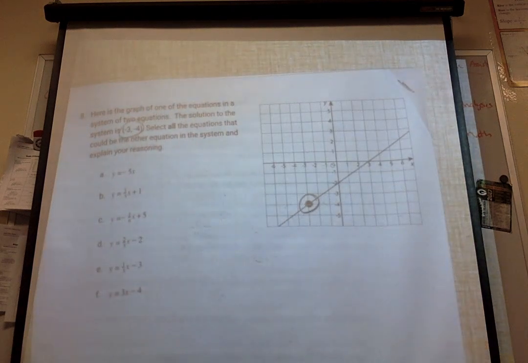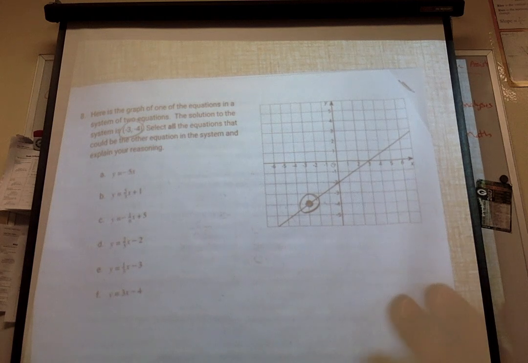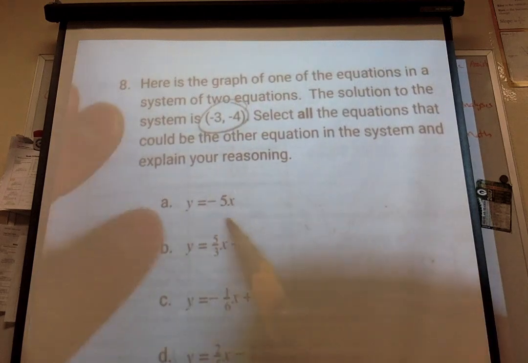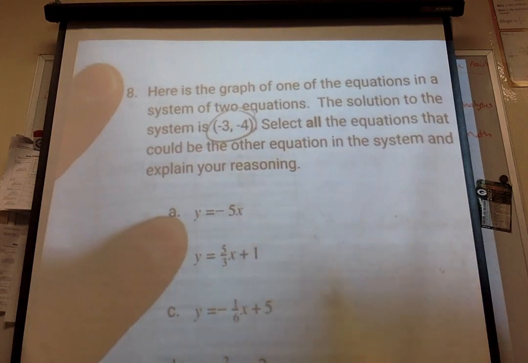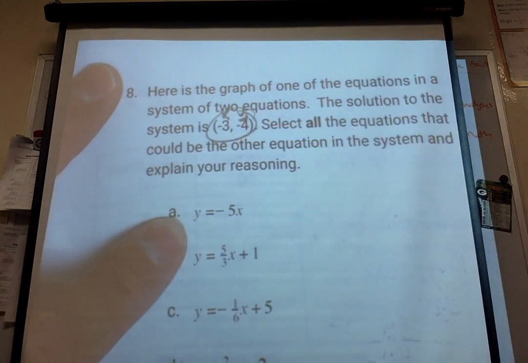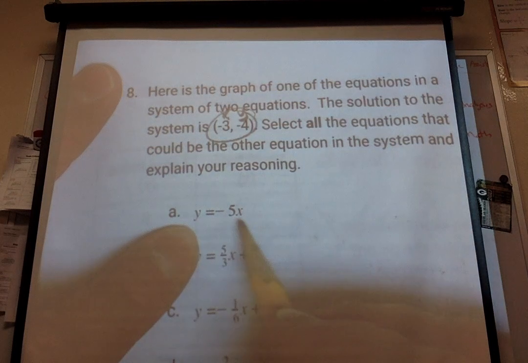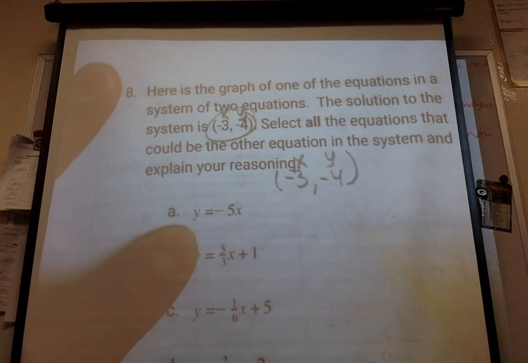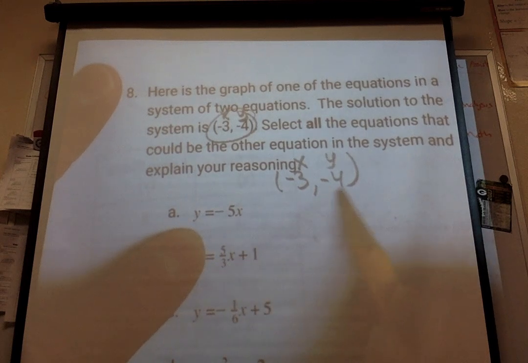So I mentioned I was going to show a series of ways to do this. The very first one is the substitution method. So we know that -3 is our x and -4 is our y value. So if we substitute -3 and -4 into our equation, let's see if it works out. So we have our x and our y, and I want to substitute each one of these into our equation.